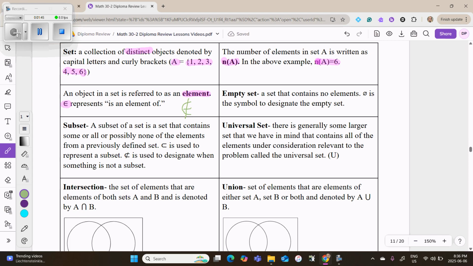Next, we have the empty set. The empty set is a set that contains no elements, and that is designated using a circle with a line through it.